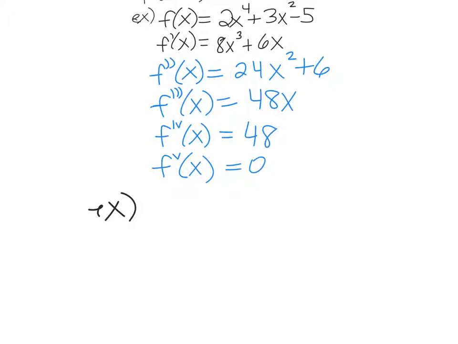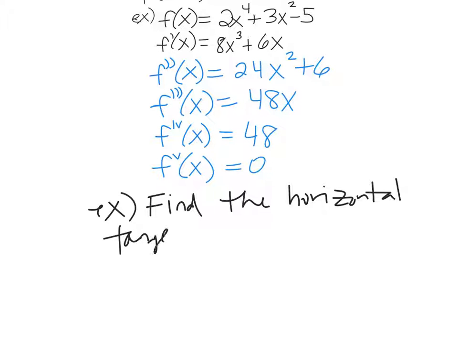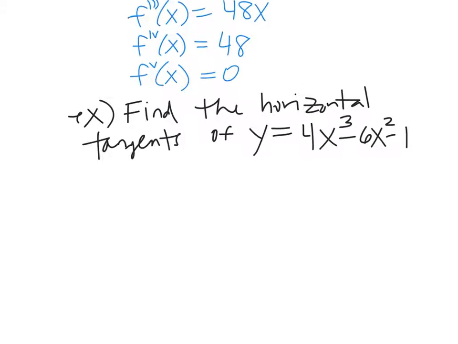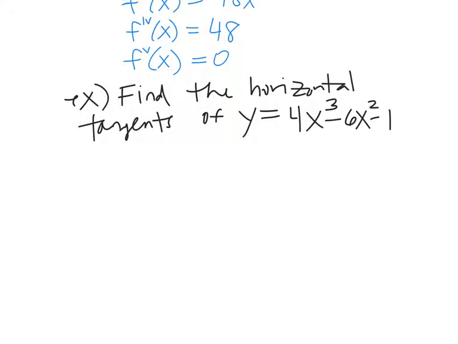Okay, let's do this. We're going to find the horizontal tangents of y equals 4x cubed minus 6x squared minus 1. Find the horizontal tangents. What in the world does that mean?